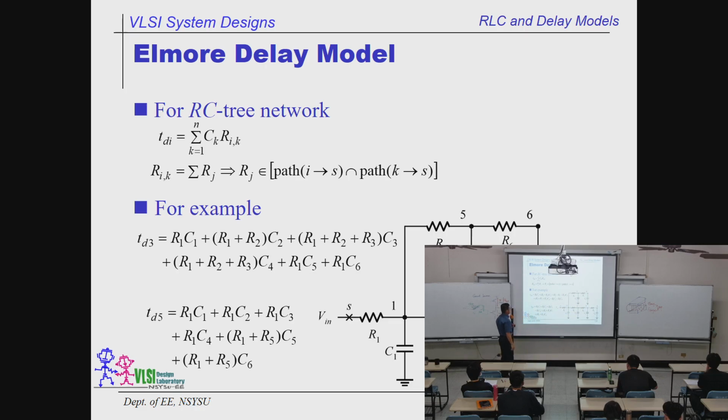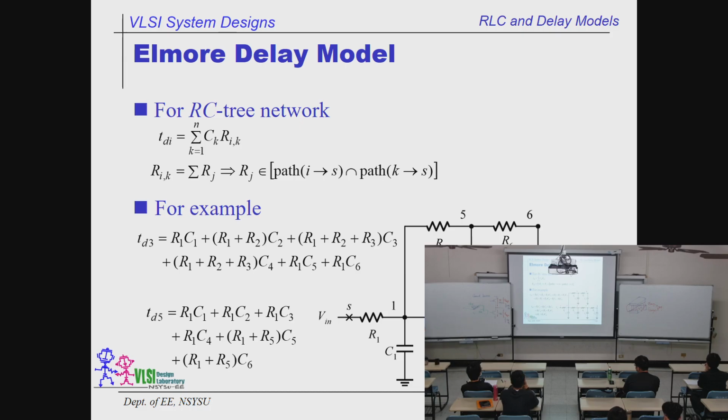This is a summation. The analysis is almost the same. So R_ik equals R_j, where R_j belongs to the path from i to S and from k to S. You have to add them together. This is how the rule is.